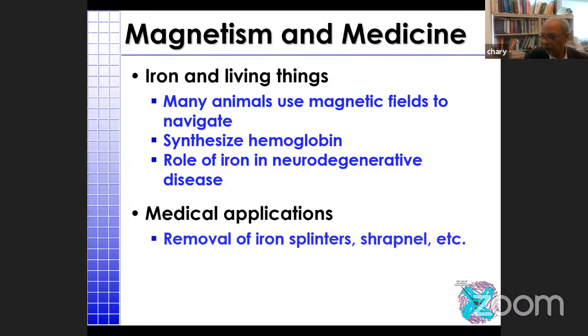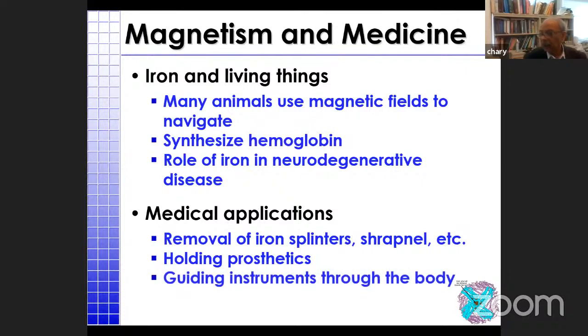And for the medical applications, magnets are used for removal of iron splinters and sharpeners and for holding the prosthetics. They're also used for guiding instruments through the body. So they can use external magnetic fields and guide them to proper places in the human body. All right, MRI, we all know about this. Magnetic resonance imaging is a very important tool in diagnosis. MRI scans are done routinely in hospitals to find out the damage to the cells and tissues.